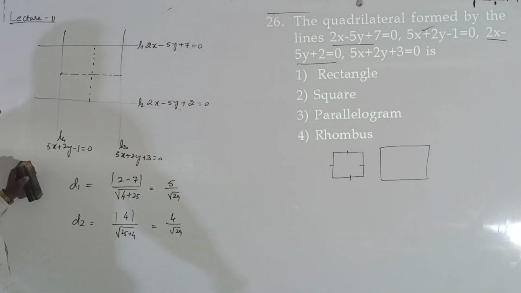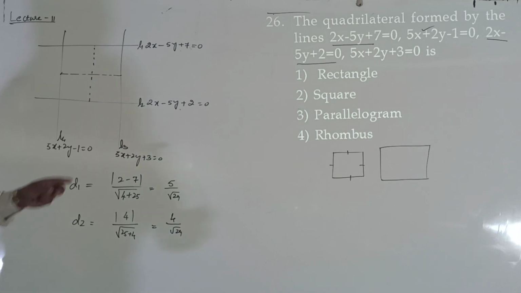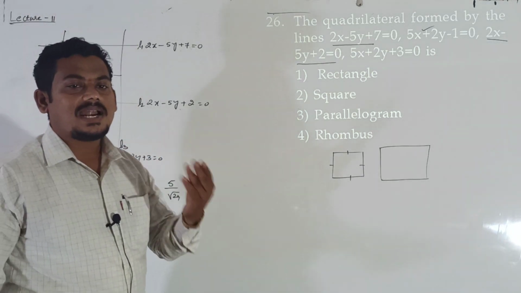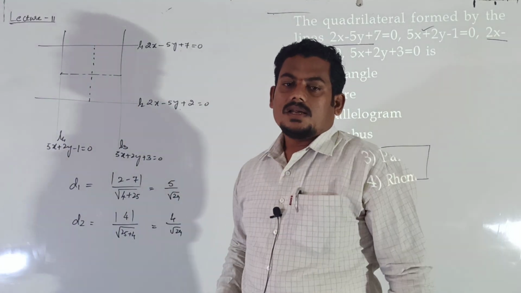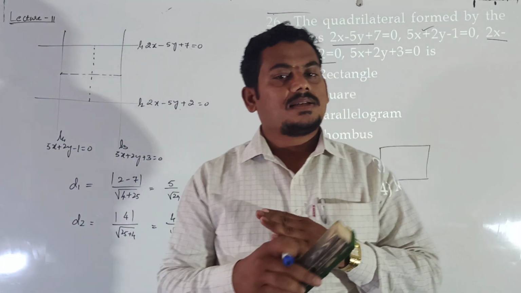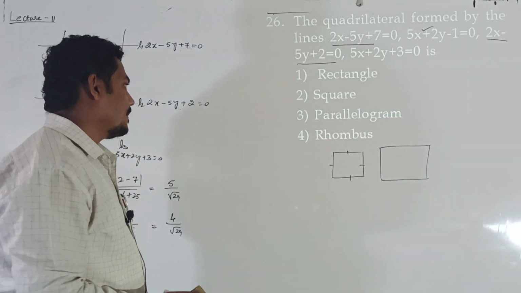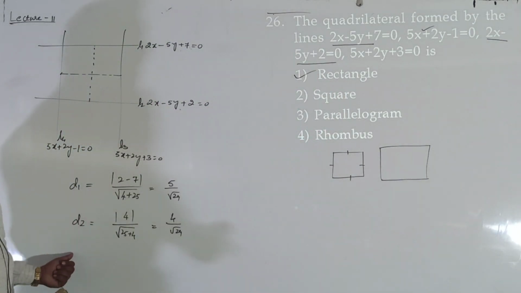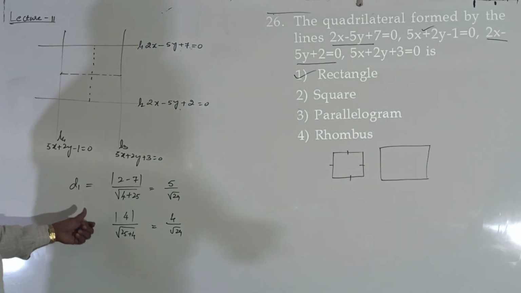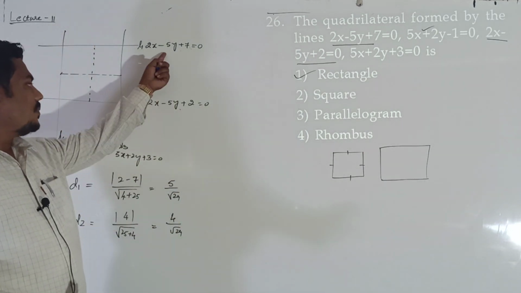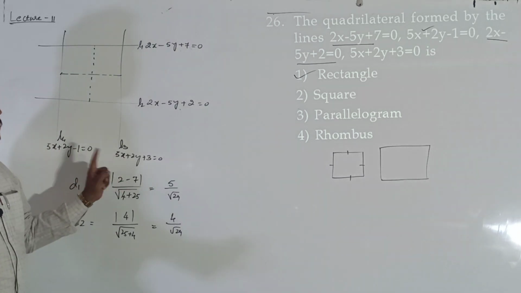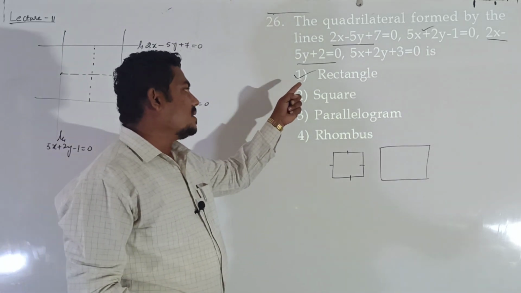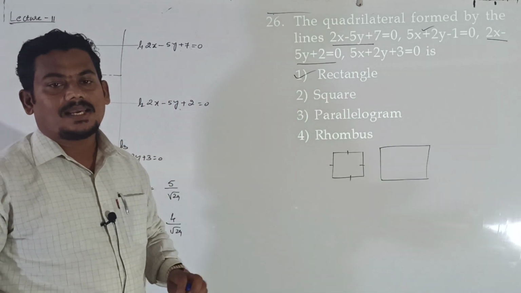Clearly D1 is not equal to D2, which means the distance between these two parallel lines, L1 and L2, is not equal to the distance between L3 and L4. So clearly it is a rectangle. If it were a square, then D1 would equal D2. If the distance between these two parallel lines is the same as the distance between the other two parallel lines, then we conclude it is a square. Hence, this is a rectangle.